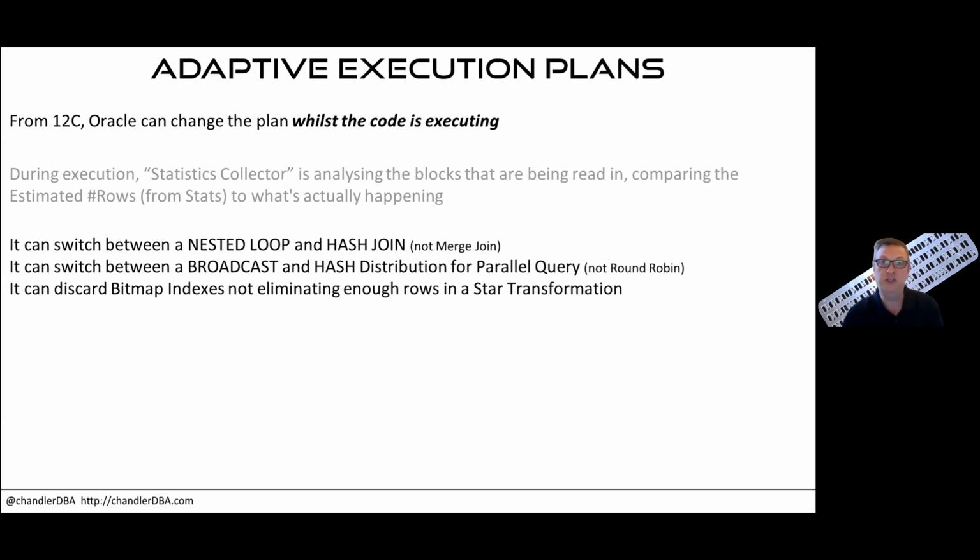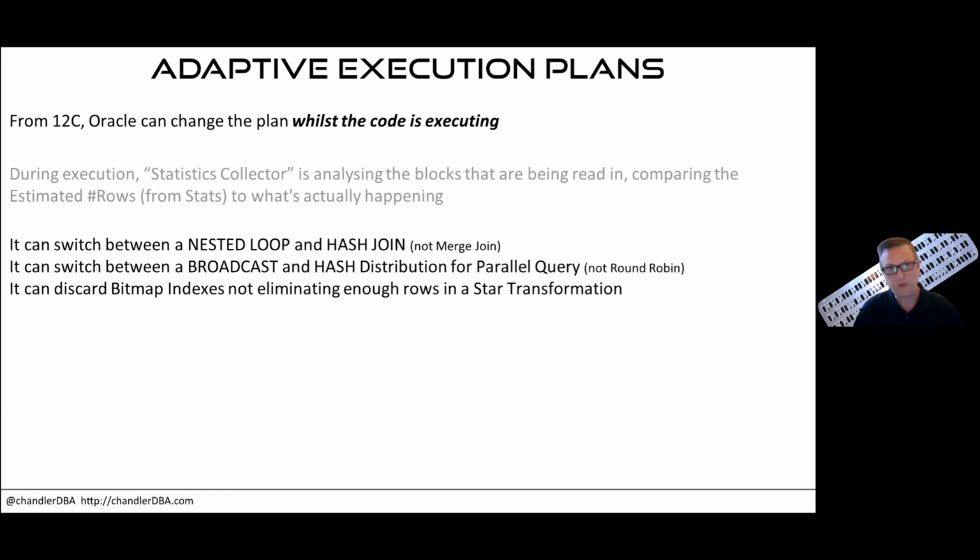So it can change a join method from a nested loop to a hash join or back. It can switch a parallel query distribution from broadcast to hash or back. And the reason it will do the nested loop to hash join switch is if it's getting 10 times more or 10 times less data than it was expecting. Of course, the more data you're putting through a query, the more likely it is to be using a hash join, because hash joins are more efficient with large amounts of data.